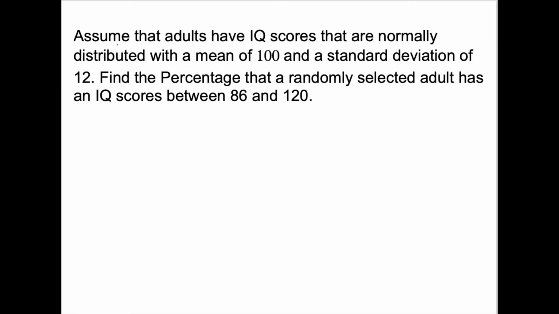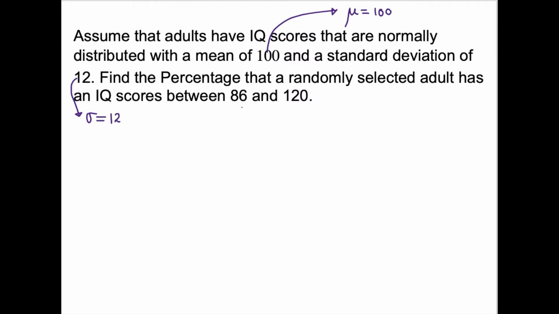Let's read the problem. Assume that adults have IQ scores that are normally distributed with a mean of 100 and a standard deviation of 12. Find the percentage that a randomly selected adult has an IQ score between 86 and 120. Let's sort out what is given. We are given the population mean, mu, equal to 100, and also the population standard deviation, sigma, equal to 12.